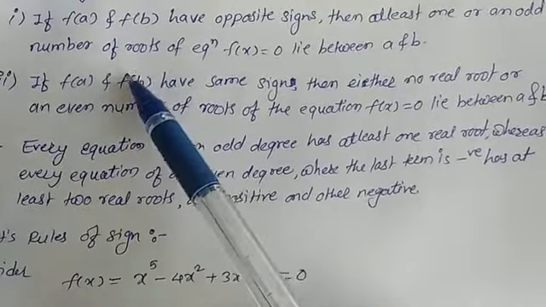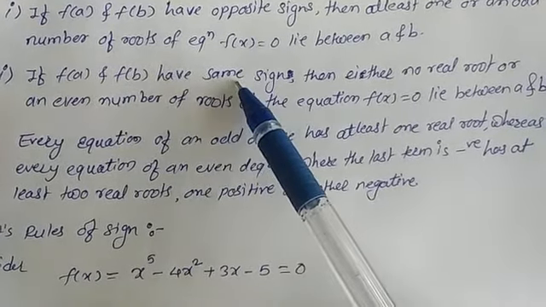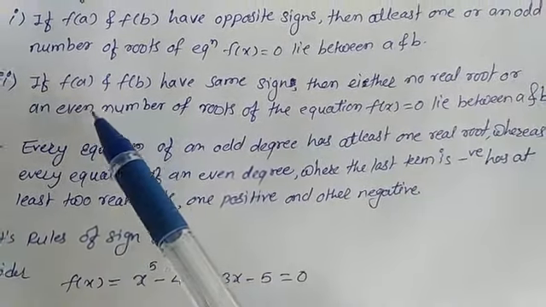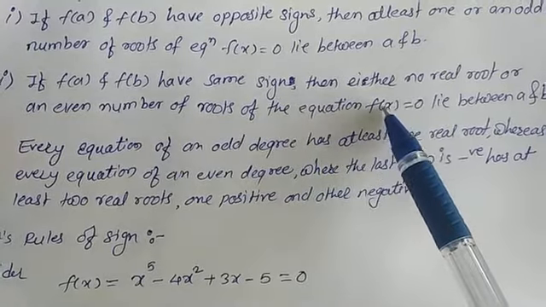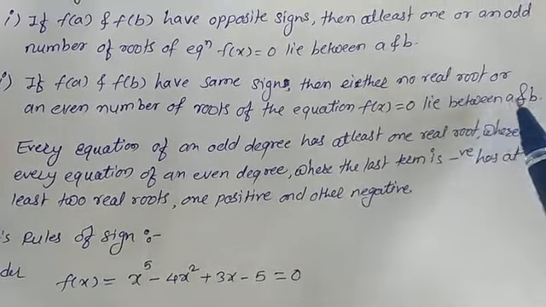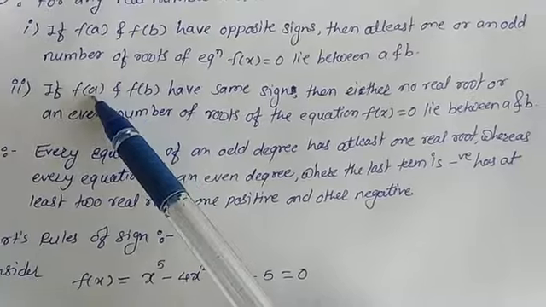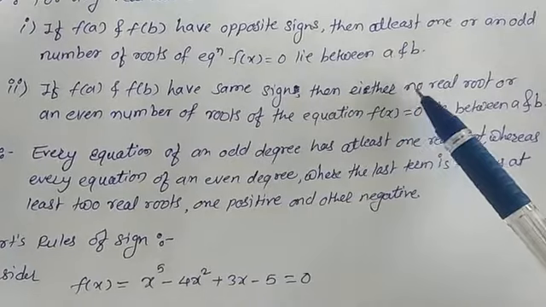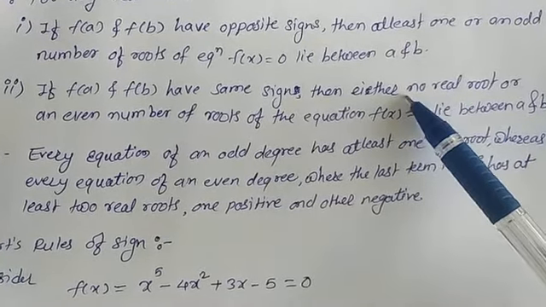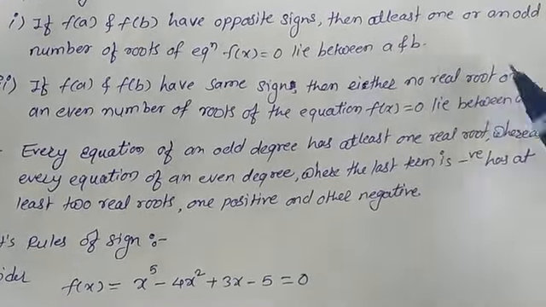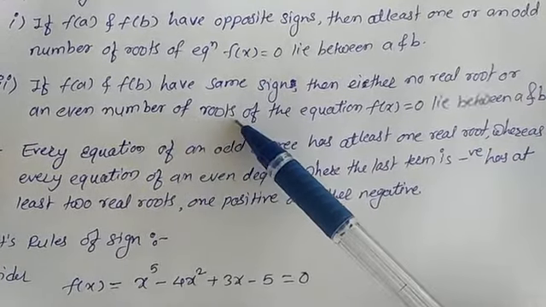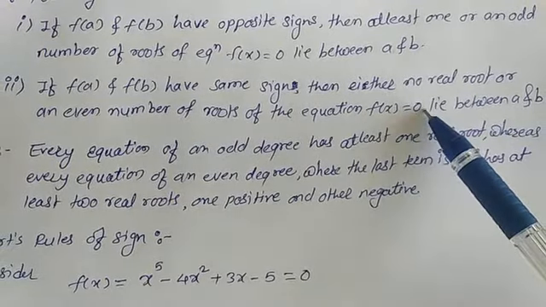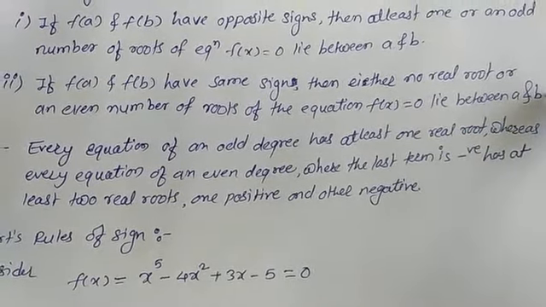If f of a and f of b have the same sign, then there is either no real root or an even number of roots of the equation f of x is equal to 0 between a and b. So when we put a and b in f of x, if they have the same signs, then there will be no real root. That means it should have a complex root, or it has an even number of roots between a and b.